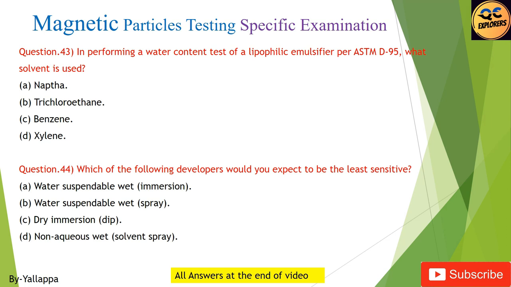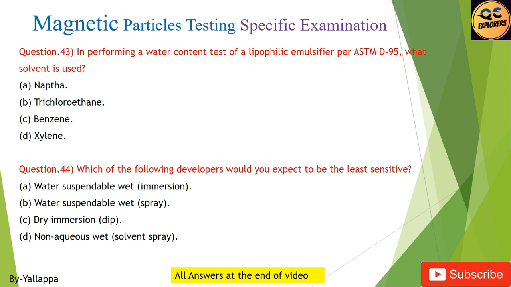Question point 43. In performing a water content test of a lipophilic emulsifier per ASTM D95, what solvent is used? Naphtha, trichloroethane, benzene, xylene. Question point 44. Which of the following developers would you expect to be the least sensitive?